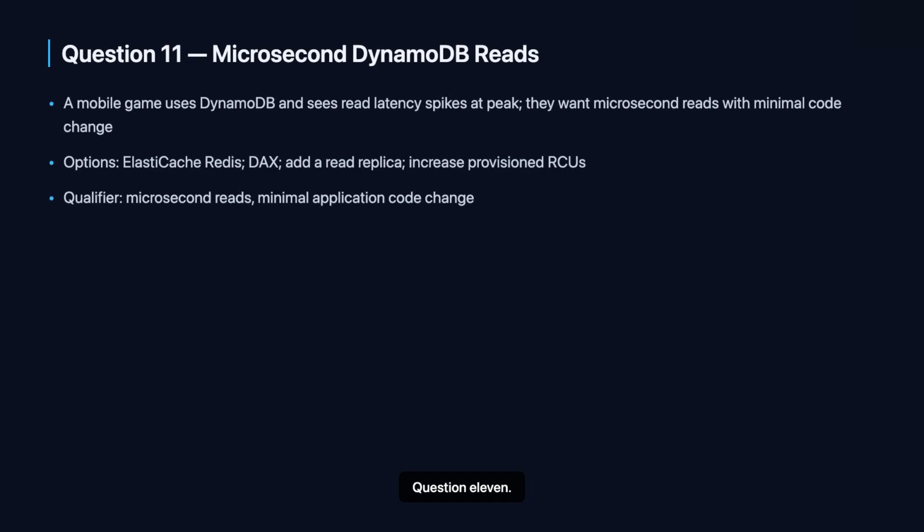Question 11. A mobile game uses DynamoDB and sees read latency spikes at peak hours. The team wants to bring reads down to microseconds with minimal code change. The options are ElastiCache with Redis, DAX, add a read replica, or increase provisioned read capacity. The qualifier is 2 things at once: microsecond reads and minimal application code change.